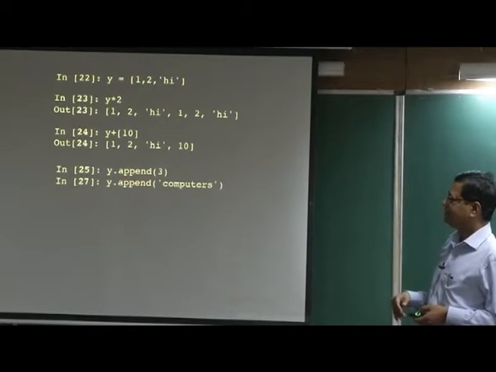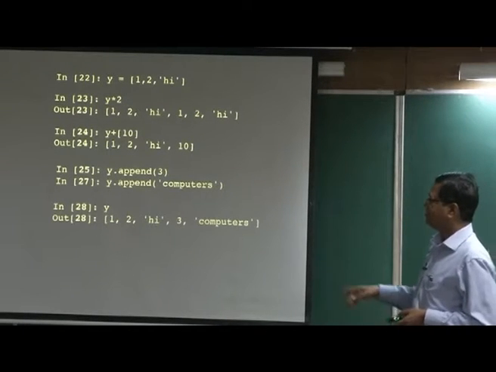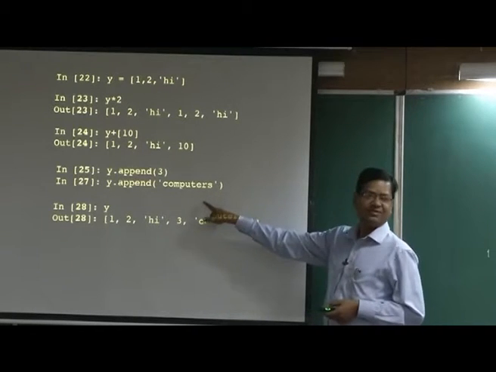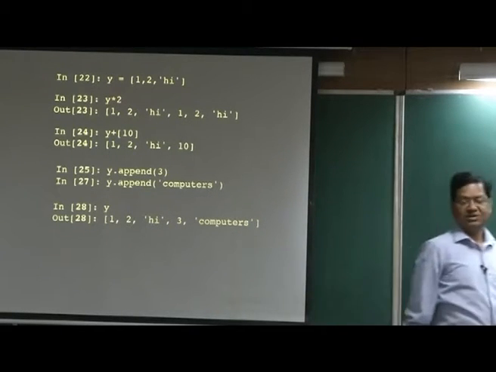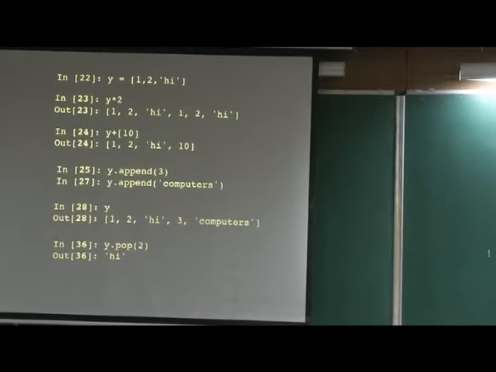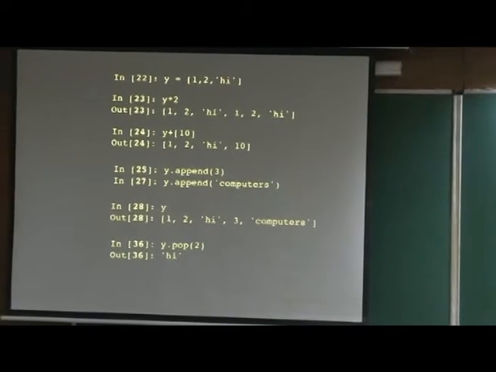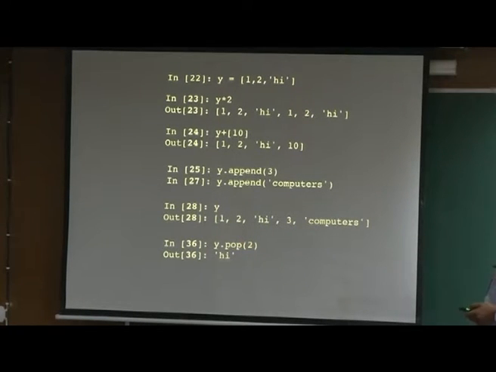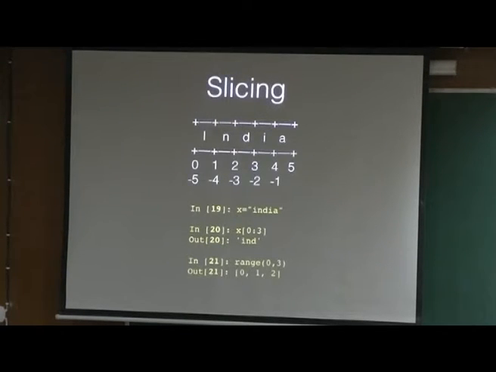Append, so I appended 2 elements, 3 and "computer". So append is a very nice operation, and you can pop, you can basically access. So this pop is access. So pop(2) is the third element. No? So this is a confusion, you have to get used to 0, 1, 2. So these are operations for the list.